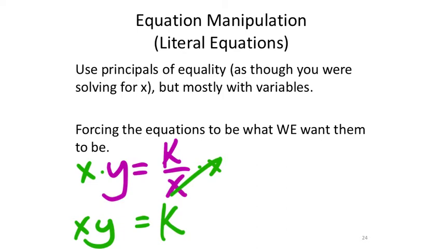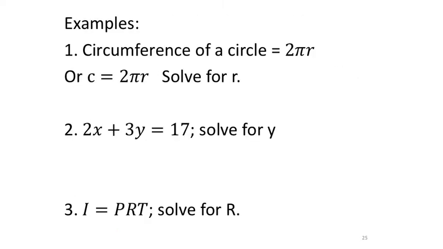So again, the answers to these are going to look weird for now until you get used to it. But, well, maybe you'll get used to it. I don't know. So here's some, well, the first one's kind of a common formula right there. That's the circumference of a circle. If you wanted to solve for r, here's what you do. So it's c for circumference equals 2 pi times the radius. You're just going to divide both sides by 2 pi.